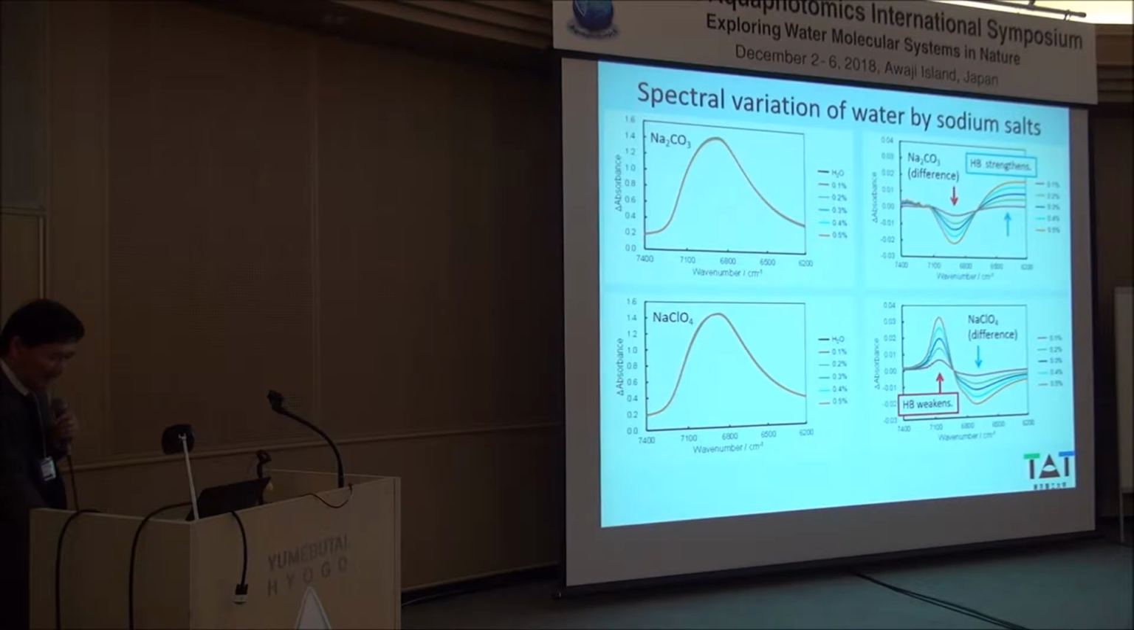On the right-hand side, the difference spectra obtained by subtracting the spectrum of pure water are shown. By dissolving sodium carbonate, the spectral component in the lower wave number region increases, while the absorption in the higher region decreases, showing that the hydrogen bond network strengthens. On the other hand, dissolving sodium perchlorate, the component in the lower wave number region decreases, while the component in the higher frequency region increases, showing that the hydrogen bonding network weakens.